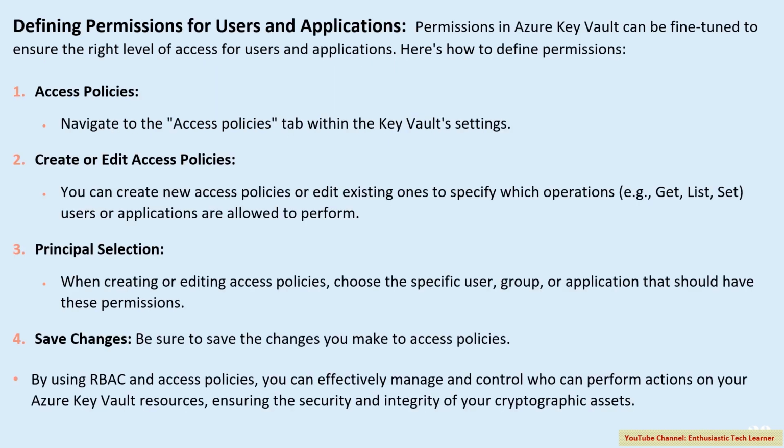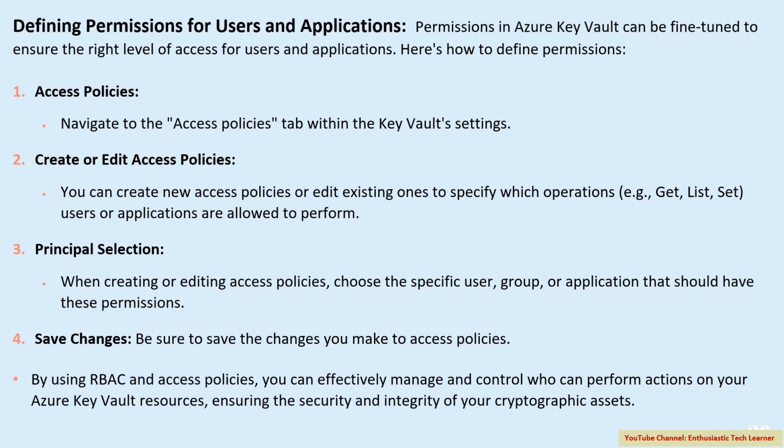Defining permissions for users and applications. Permissions in Azure Key Vault can be fine-tuned to ensure the right level of access for users and applications. Here's how to define permissions. Access policies. Navigate to the Access Policies tab within the Key Vault settings. Create or edit access policies. You can create new access policies or edit existing ones to specify which operations, e.g., get, list, set, users or applications are allowed to perform.